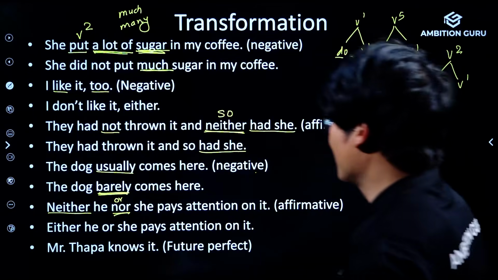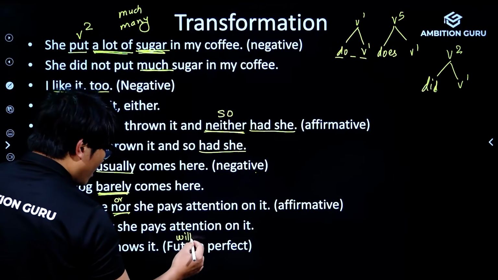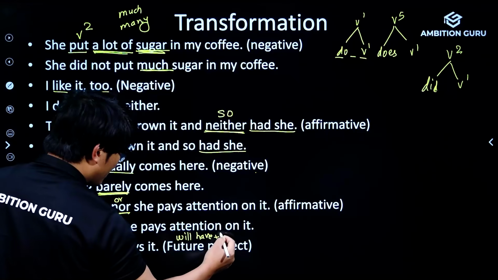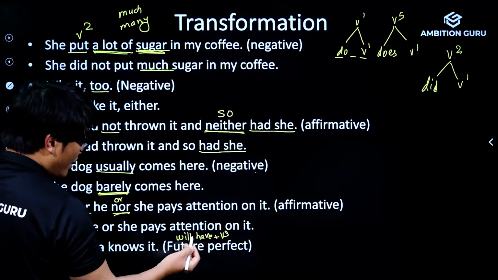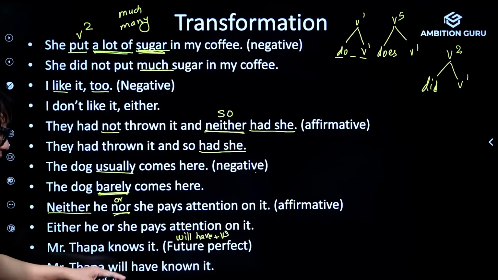Yes, that's right. So future perfect means obviously we know that there is a will. Will after a sub auxiliary verb that is have and the main verb 3. So will have verb 3, and its answer is Mr. Thapa will have known it.